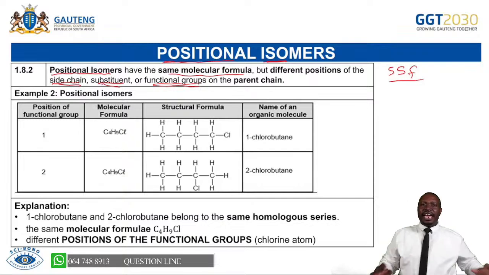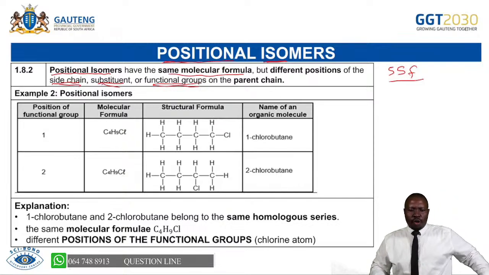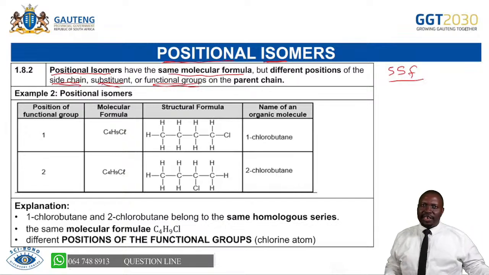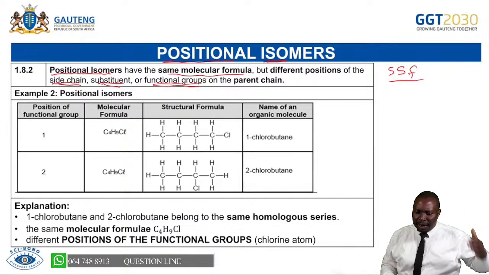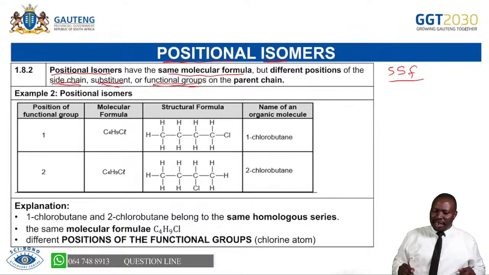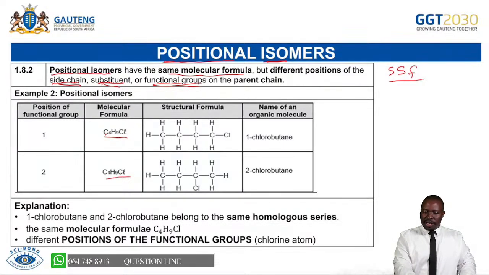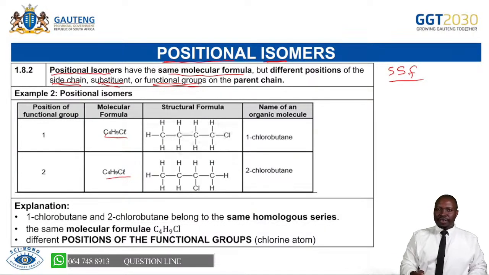Remember, we said we have 9 families in these organic molecules that we do in grade 12. So within a family, you will find chain isomers. Within a family, you will find positional isomers. And we are saying now, these positional isomers will have the same molecular formula. Look at that, C4H9Cl. Even when you count here, you will find 4 carbons, 9 hydrogens, and 1 chlorine in both structures.